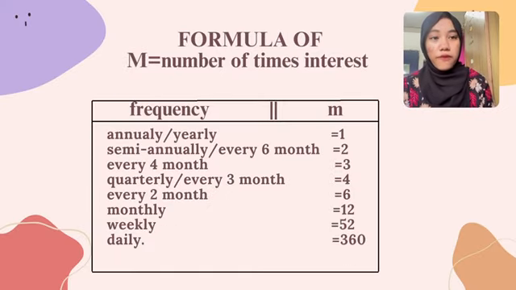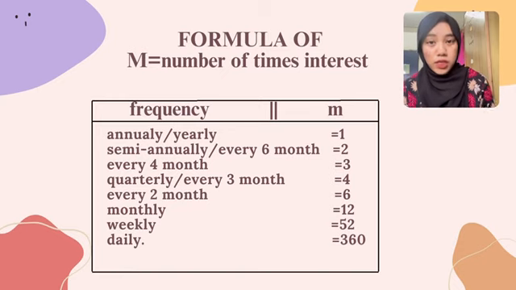This is the formula of M, the number of times interest is compounded in a year. If a question is compounded annually or yearly, M equals 1. If compounded semi-annually or every 6 months, M equals 2. If compounded every 4 months, M equals 3. And if compounded quarterly or every 3 months, M equals 4.